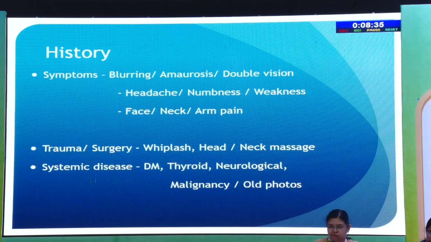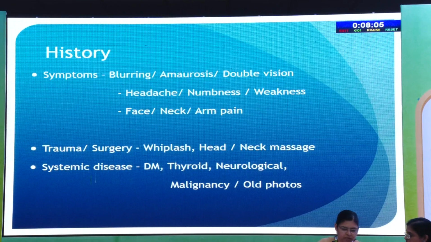So history, again, just like in any neuro-ophthalmology situation, history is very important. So history of blurring, amaurosis, transient double vision, all these are going to give you clues. Headache, numbness, again suggestive of demyelination. Any history of trauma or surgery. Surgery, as you know, is a controlled trauma. So history of surgery of the head and neck. Any history of whiplash, all these are going to give you possible clues as to the etiology. And systemic diseases, diabetes, thyroid, neurological problems.